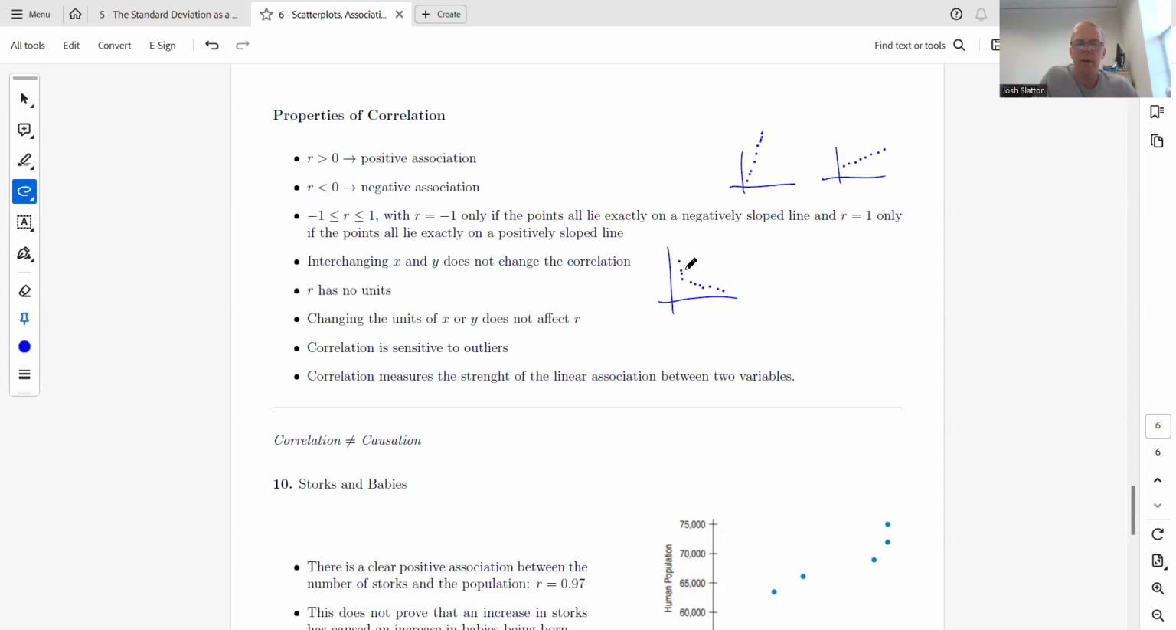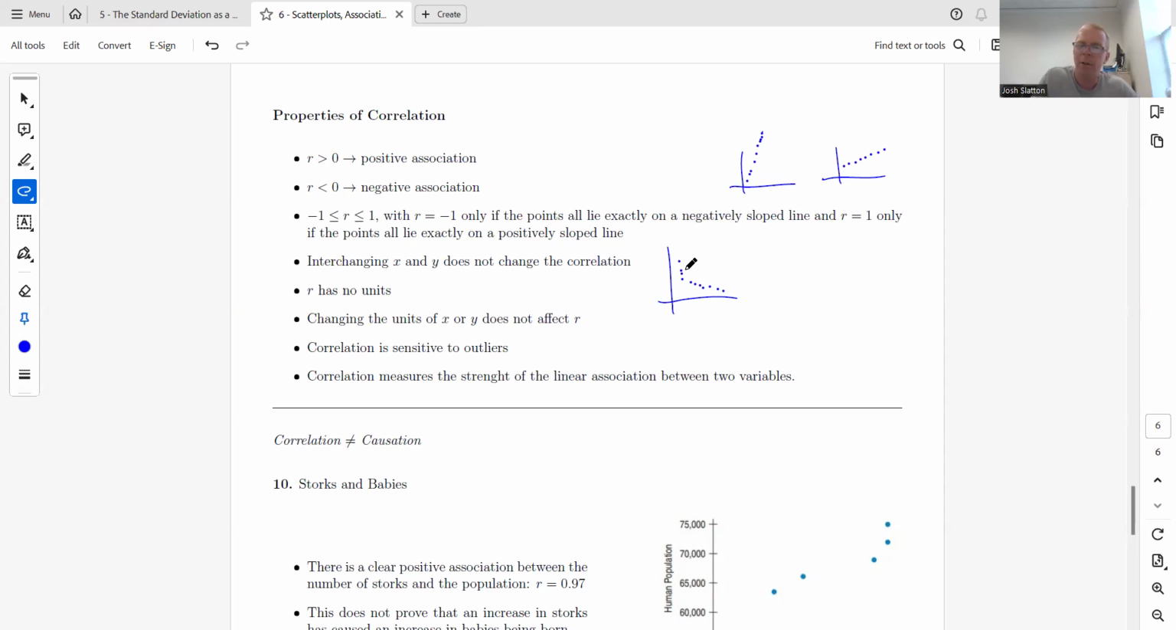All right, so then interchanging X and Y does not change correlation. And that's because we're talking about a relationship between two variables. So if I'm standing 10 feet away from you, that's our physical relationship. We're 10 feet apart, and then we switch places, we're still 10 feet apart. So the physical relationship did not change. That's the idea there. R has no units.